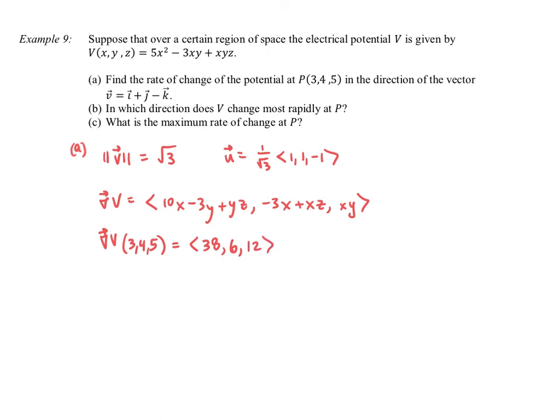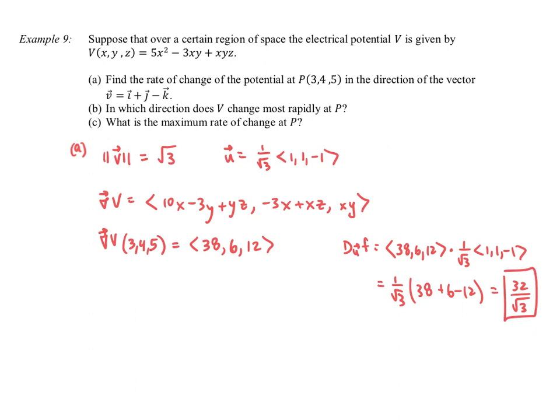So there's our gradient vector, and then we want to calculate the rate of change, so we're going to do the directional derivative based on all the information we got, which is going to be the vector 38, 6, and then 12, dotted with 1 over root 3 times 1, 1, negative 1. And that will give us 1 over root 3 multiplied by 38 plus 6 minus 12. And that gives us a rate of change of 32 over square root 3. So there's our answer for part A.